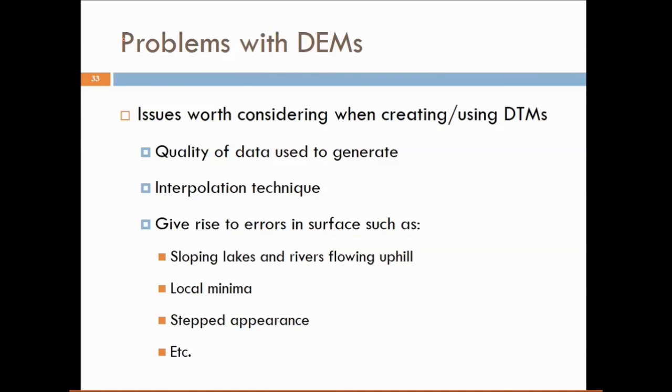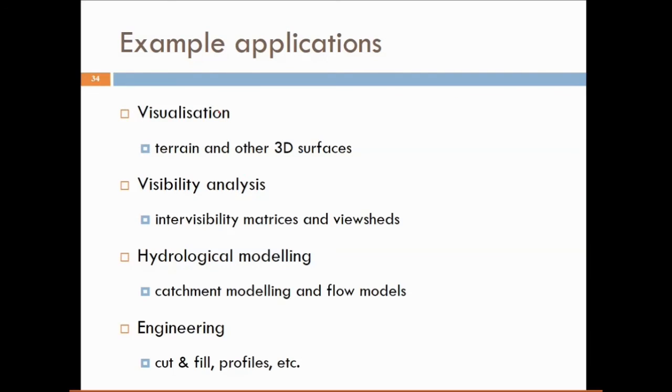Now, there are certain problems with DEMs also. The issues with DEMs and DTMs are the quality of data used to generate them and the interpolation technique. This gives rise to errors in the surface such as sloping lakes and rivers flowing uphill, local maxima or minima, and stepped appearance. You can use DEMs and DTMs in visualization of terrain and other 3D surfaces, for visibility analysis, that is intervisibility matrices and viewsheds, and hydrological modeling. This is very important for catchment modeling and flow modeling, and then engineering, cut and fill and profiles.